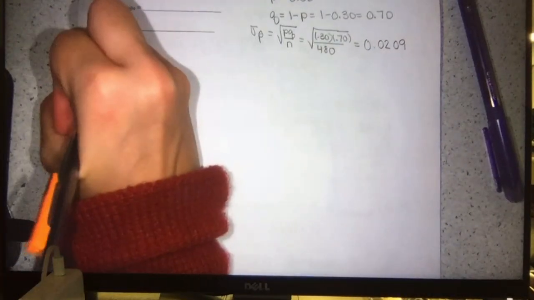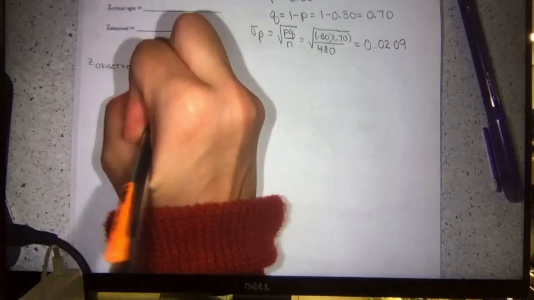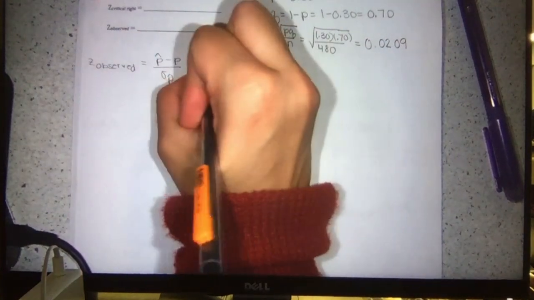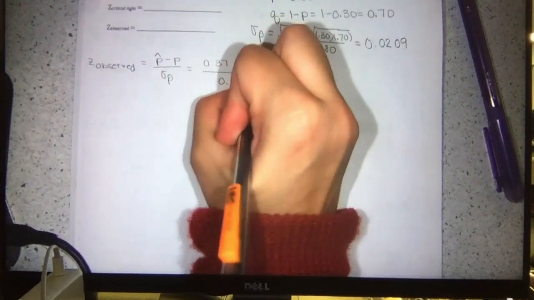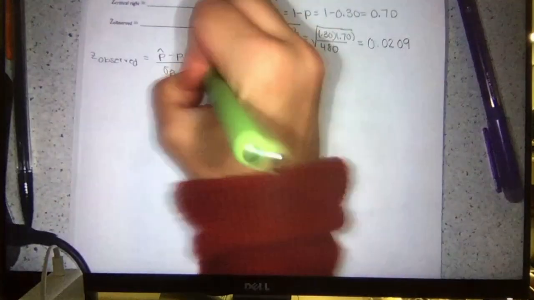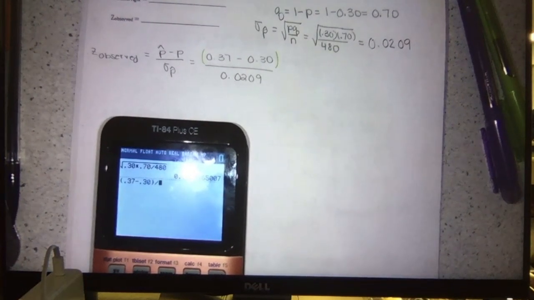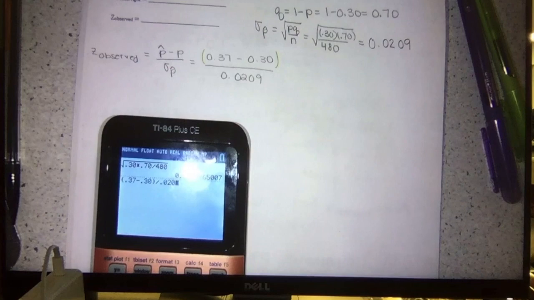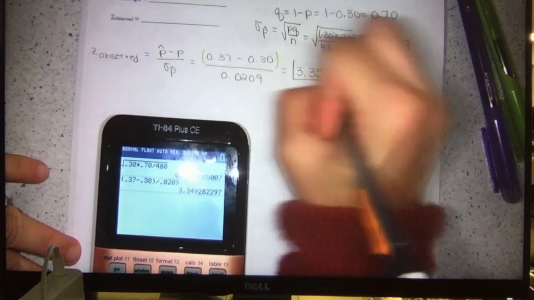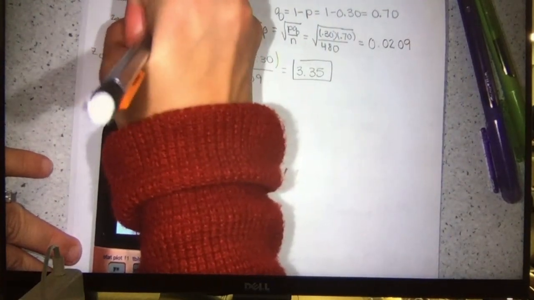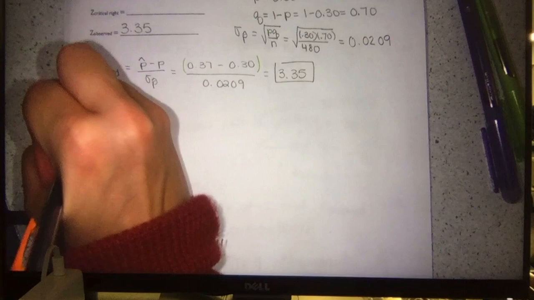So we can find our z observed, which is p hat minus p all over our sampling standard deviation. So 0.37 minus 0.30 all over 0.0209. Make sure to put the top of your fraction in parentheses. And we get our z observed is 3.349, which is 3.35. So we just need our critical value, so we can just use our critical value approach.